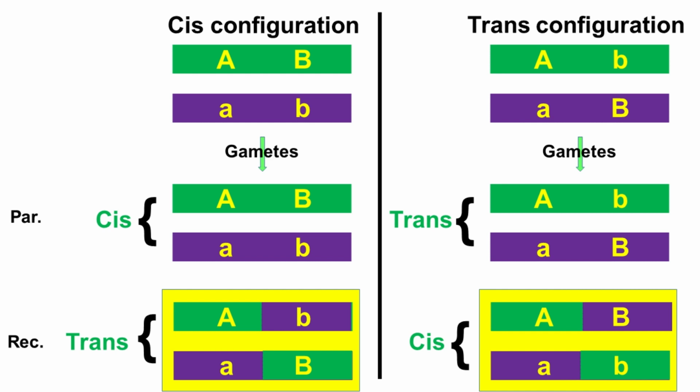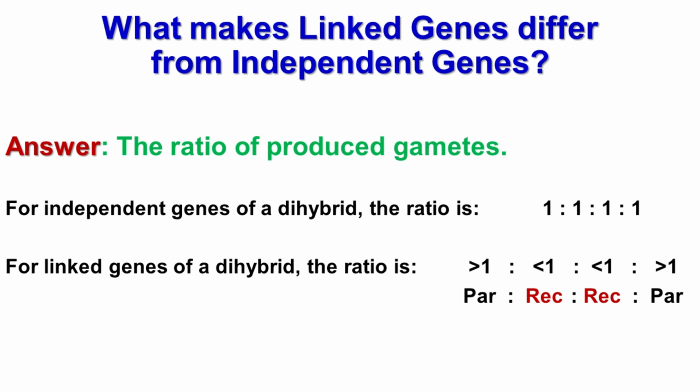On the right, the trans configuration is shown. Here, the dominant alleles A and B are on opposite chromosomes, paired with the recessive alleles b and a, respectively. In this case, the parental gametes reflect the trans arrangement. Recombinant gametes following recombination will produce dominant A and B and recessive a and b, effectively flipping the pattern seen in the cis configuration. The fundamental difference between linked genes and independent genes is specifically focusing on the ratio of gametes produced in a dihybrid cross.